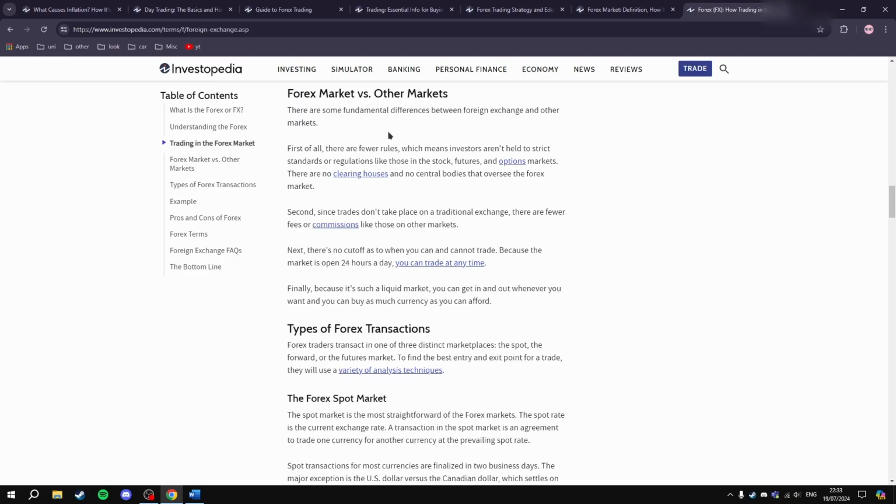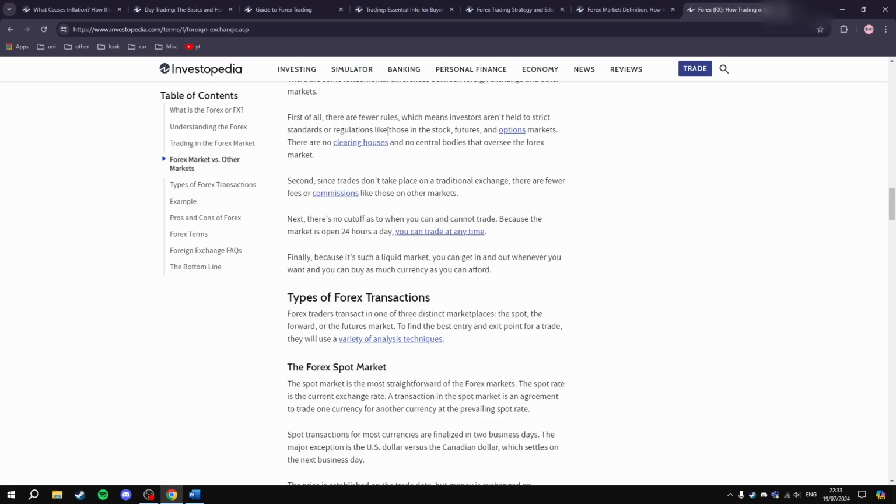Forex market versus other markets. There are some fundamental differences between foreign exchange and other markets. First of all, there are fewer rules, which means investors aren't held to strict standards or regulations like those in the stock, futures and options markets. There are no clearing houses and no central bodies that oversee the forex market.